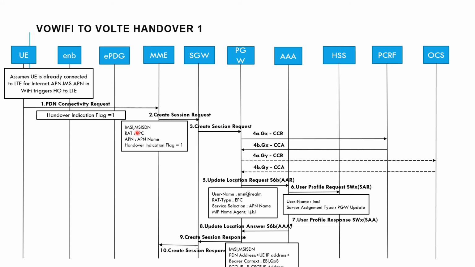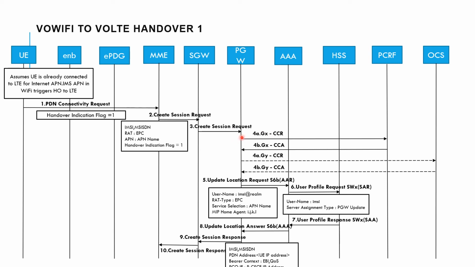Here the information inside this particular message is the MSISDN, and also the RAT type has now changed to LTE. And the APN is the IMS APN, basically the one that is coming for the voice call. Now our handover indication flag is also equal to 1. Now the S gateway sends a create session request to the P gateway.